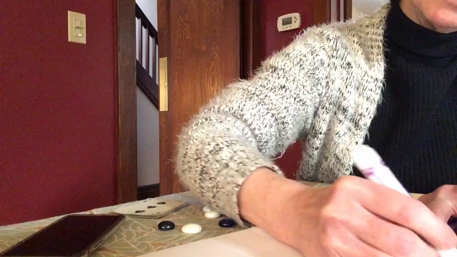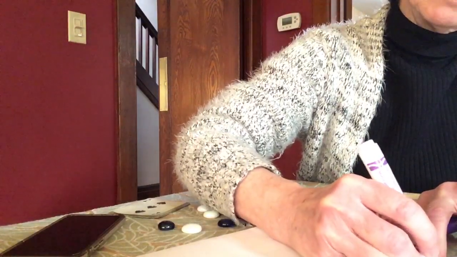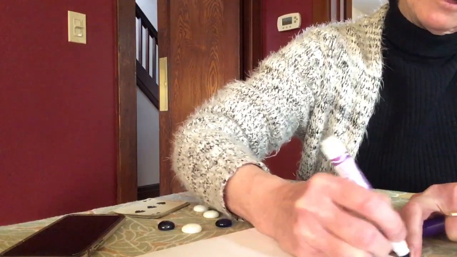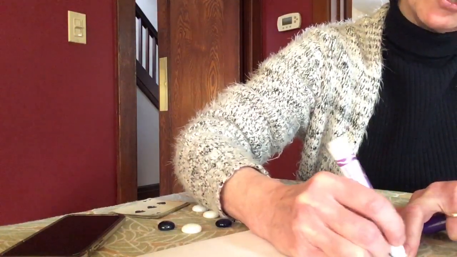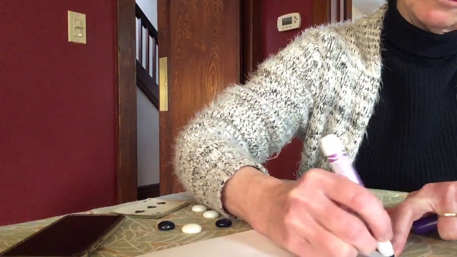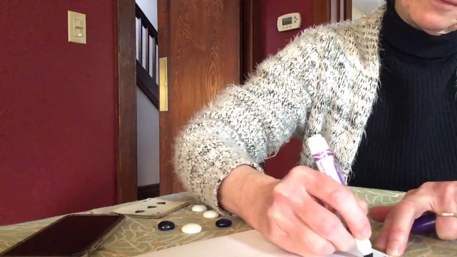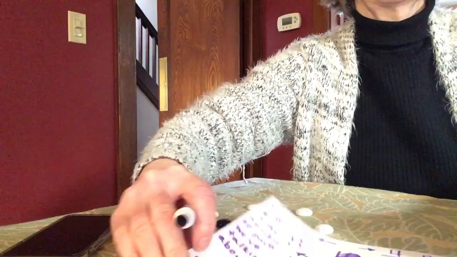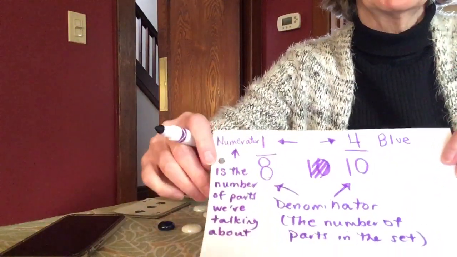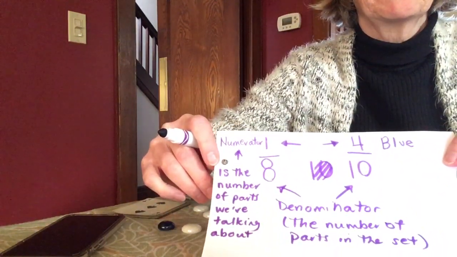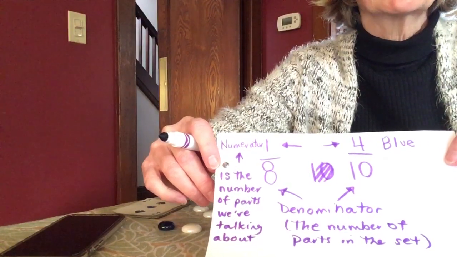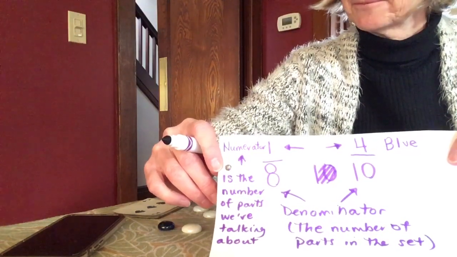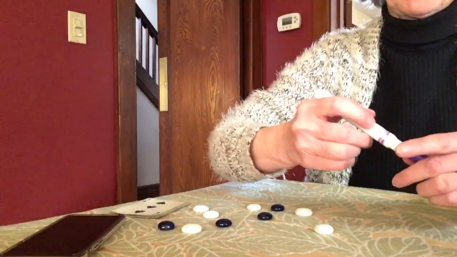And the numerator is the number of pieces. And remember, numerator kind of starts the same way as number. The number of parts we're talking about. Okay? Does that make sense? All right. I'll make a copy of this and I'll put it into the Google Doc that we're going to be using for this lesson. Okay? Let's look at another set.